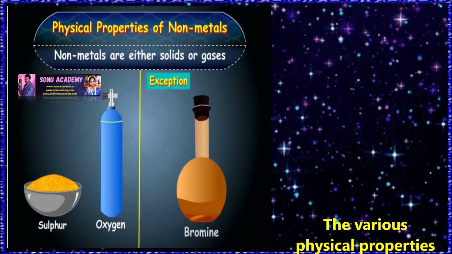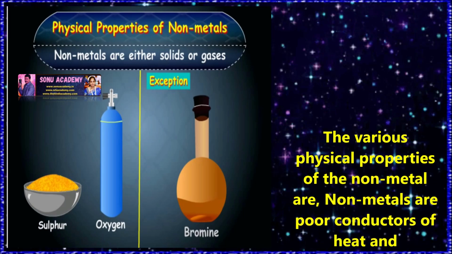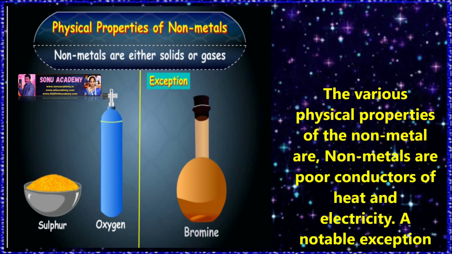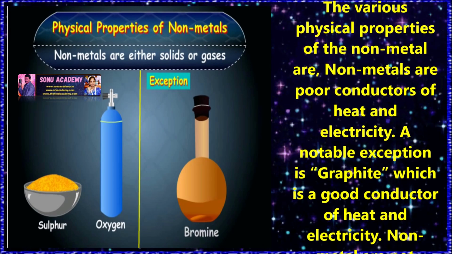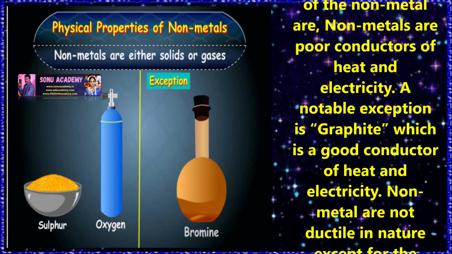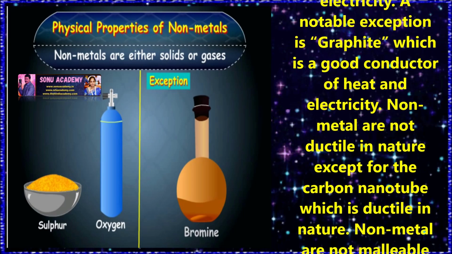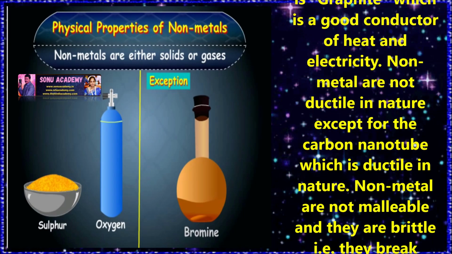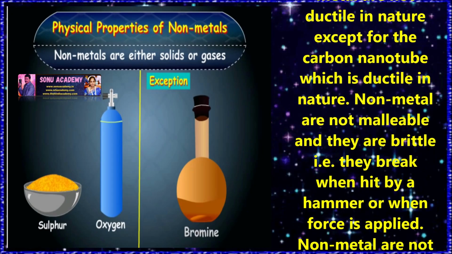Children, let us discuss the physical properties of non-metals. The various physical properties of the non-metals are: non-metals are poor conductors of heat and electricity. A notable exception is graphite, which is a good conductor of heat and electricity. Non-metals are not ductile in nature except for the carbon nanotube, which is ductile in nature.